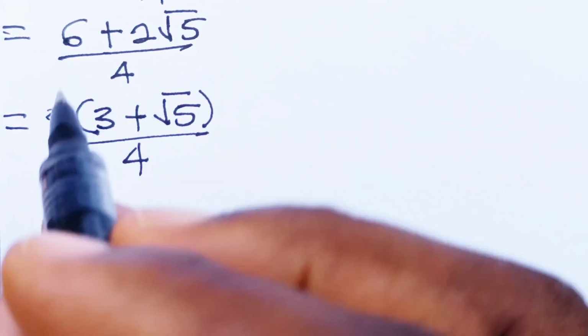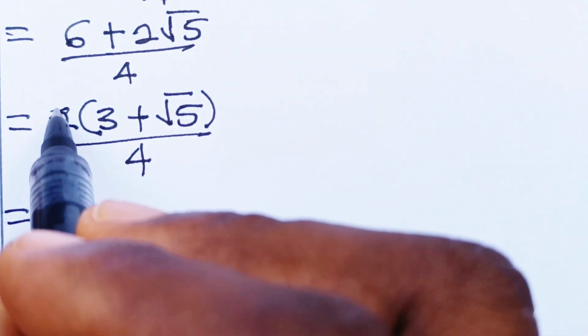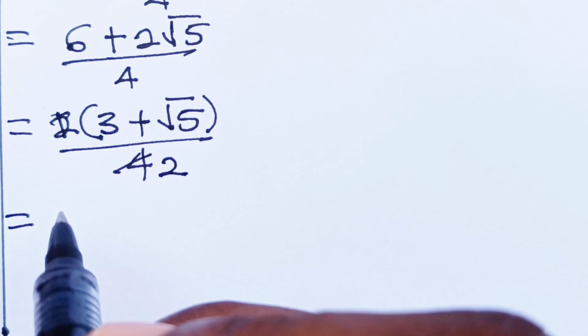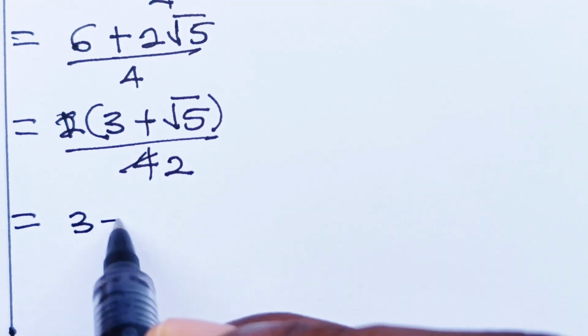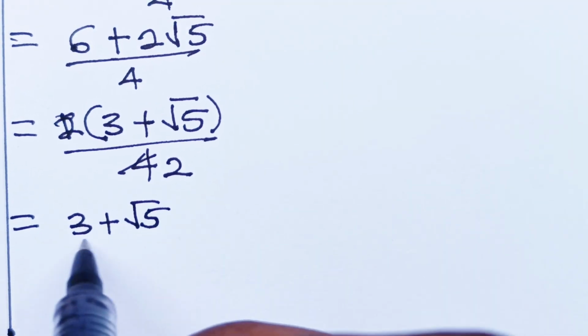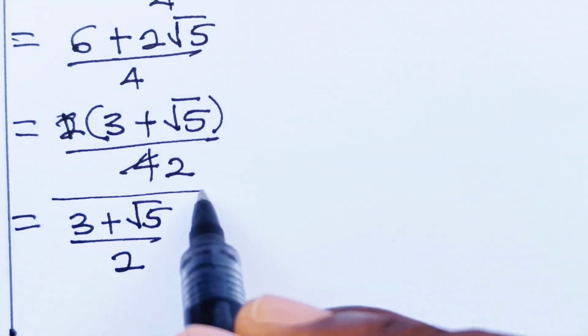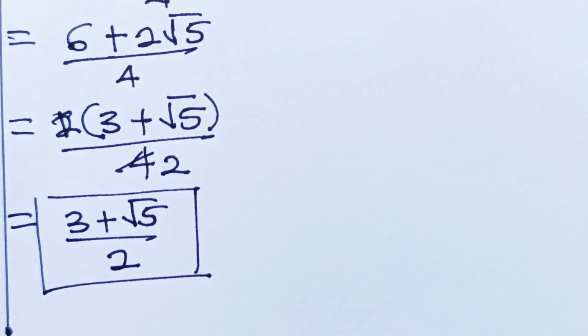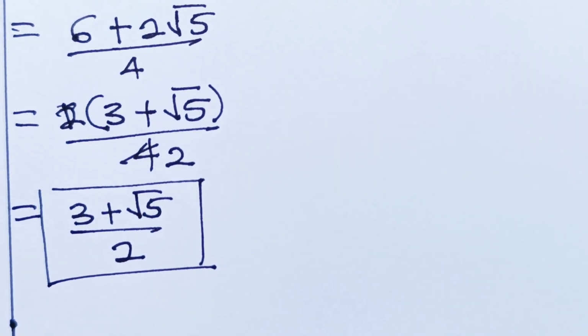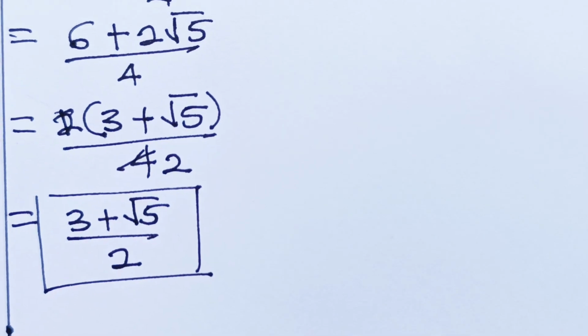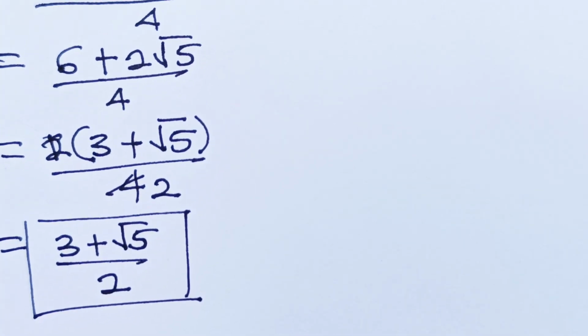Okay, all right. Now this is equal to 2. We divide this to give us 2. Therefore, you notice that we have 3 plus root 5 divided by 2. So this is the simpler form of what we are given. Now let us solve it using another method. Okay, now for another method, permit me to write the equation.